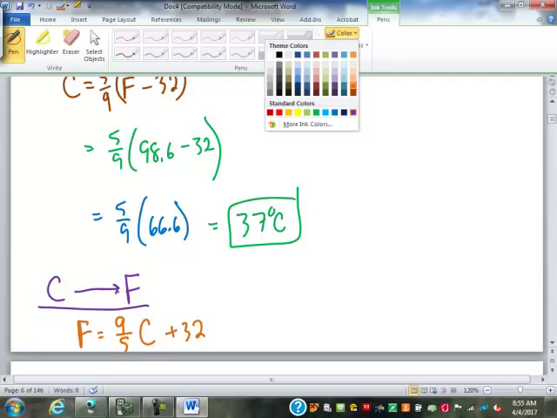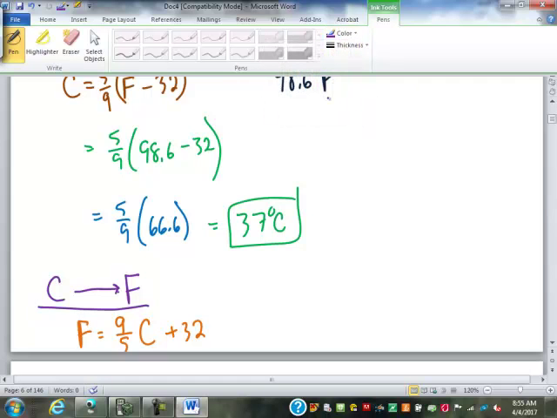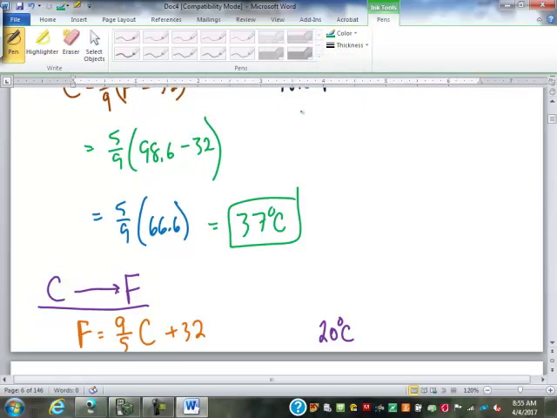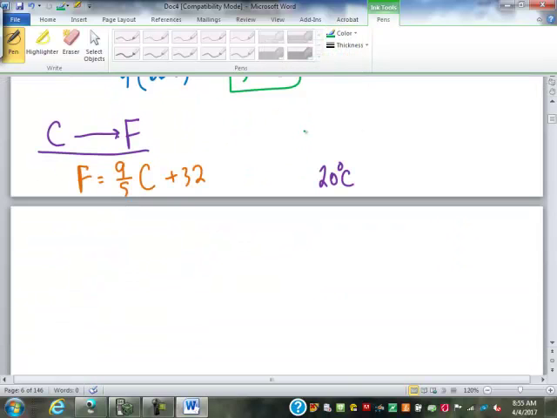So let's say you turn on the radio and the weatherman on the radio is a weirdo. He says it's going to be 20 degrees Celsius today. Now in Fahrenheit, 20 degrees is a cold freaking day. Is 20 degrees Celsius a cold day?